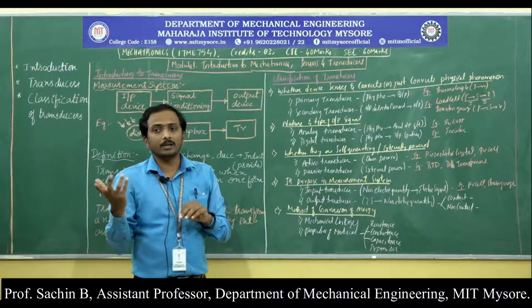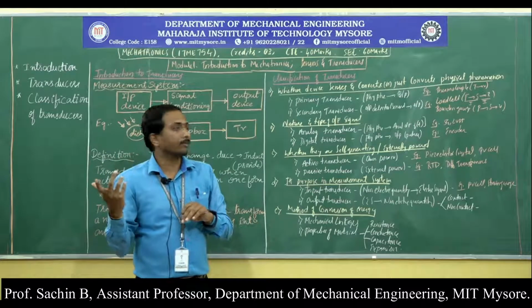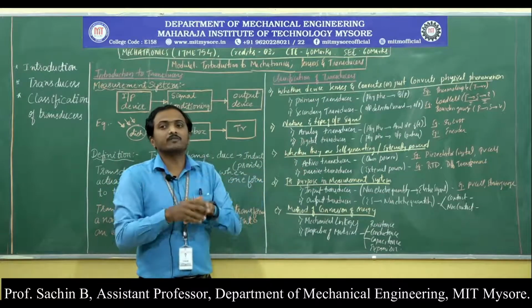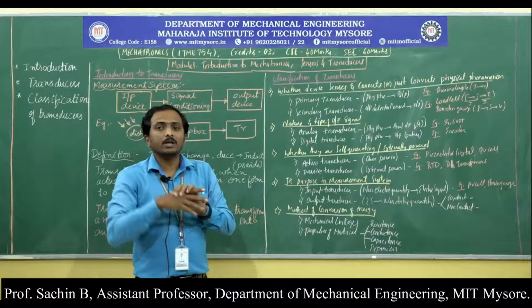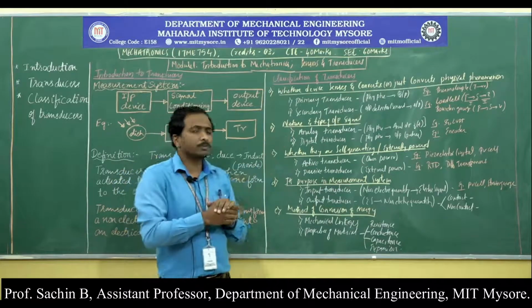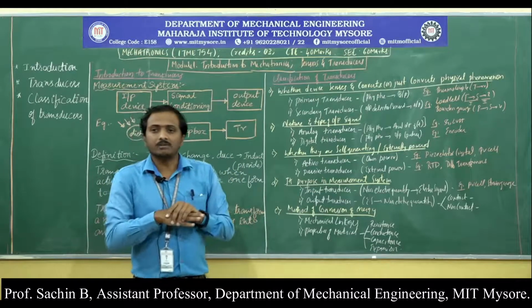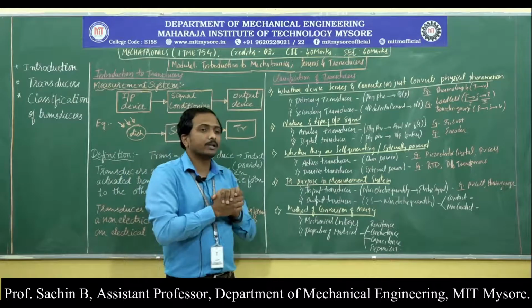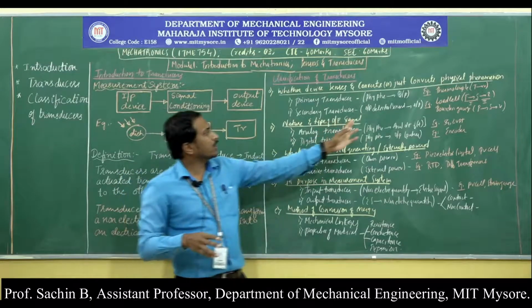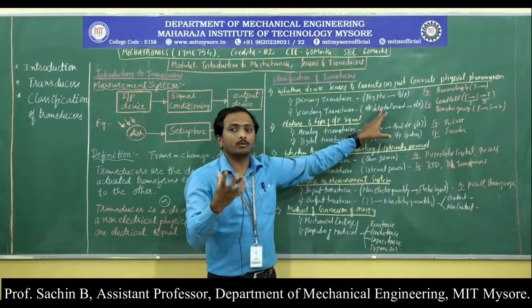Physical phenomena may be electrical signals or mechanical signals or mechanical energy or whatever it may be. Means we are measuring the physical phenomena. That physical phenomena gets transferred into the required form. In that, the first one is the primary transducer and the second one is the secondary transducer. In the primary transducer, physical phenomena is converted into the required output signal.